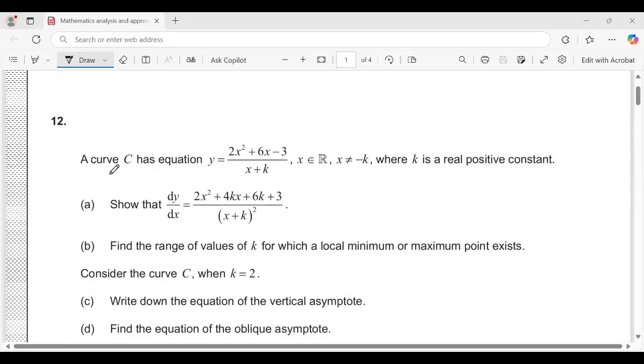Number 12. A curve C has equation y equal 2x squared plus 6x minus 3 over x plus k, x an element of the real numbers and x not equal to minus k, where k is a real positive constant. Show that dy/dx equals 2x squared plus 4kx plus 6k plus 3 over x plus k squared.